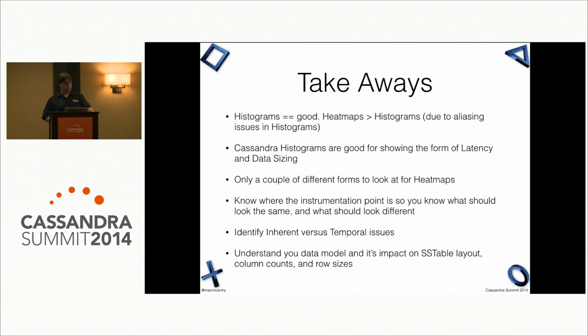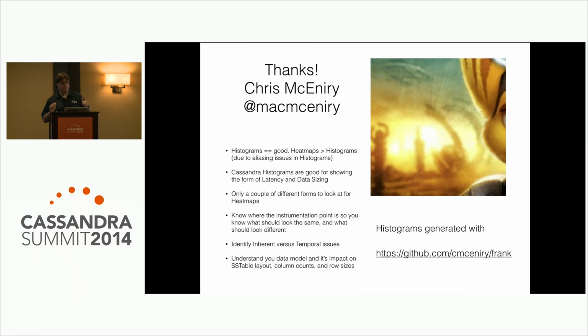Again, know the difference between storage proxy and column family histograms. Think about what might be an inherent issue to your application usage and what might be a temporal issue. And then data model, data model, data model. It all comes down to that when you're talking about performance. So that's it.